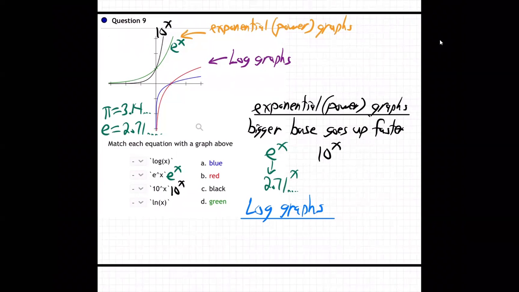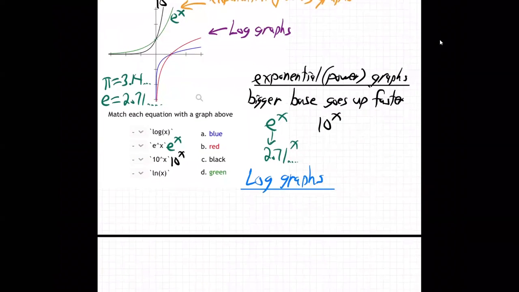They do the opposite. Okay, well, what does that mean? Do the opposite. Well, look what exponentials do. Bigger base goes up faster. Oh, wait, let me first show you. I haven't shown you anything. So we have log of x, and we have ln of x, don't we? So what does that mean?